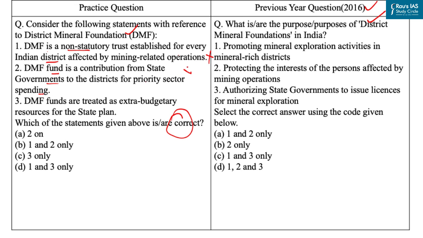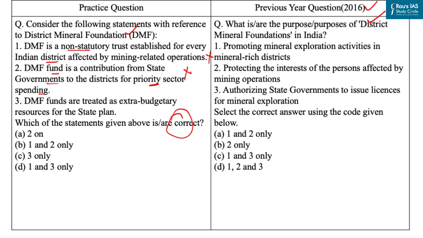Now, this statement is incorrect because DMF fund is a contribution from the miners and mining companies and not by the state government towards the development, interest and benefit of persons and areas affected by mining related operations. The amount spent on priority areas like drinking water, education, infrastructure and health in mining affected areas.